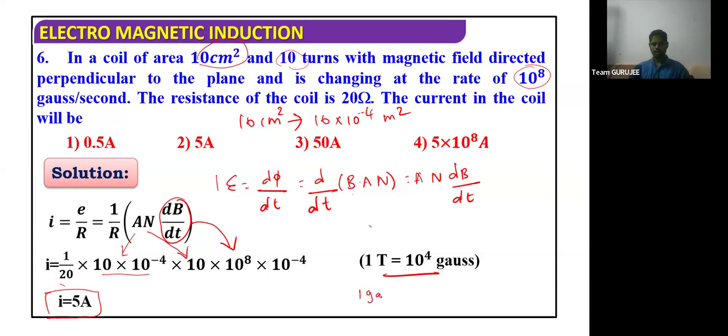One gauss is equal to, actually this is wrong, one gauss is equal to 10 power minus 4 Tesla. This is the format. To convert gauss to Tesla, just multiply with 10 power minus 4. One gauss is equal to 10 power minus 4 Tesla. Therefore, 10 power 8 gauss is equal to 10 power 8 into 10 power minus 4 Tesla.